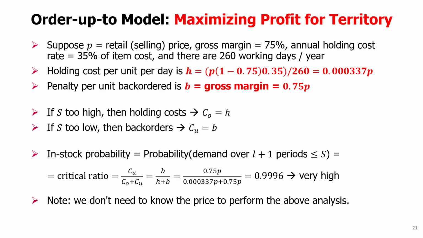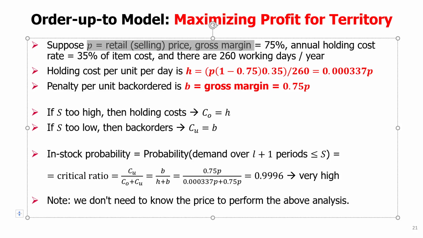Let's assume P is a retail price, and let's assume the gross margin for the product is 75%, which means 75% of the retail price is profit, and only 25% is the cost of procuring the product. Let's also assume the annual holding cost rate is 35% of the cost of the item. And let's assume there are 260 working days per year.